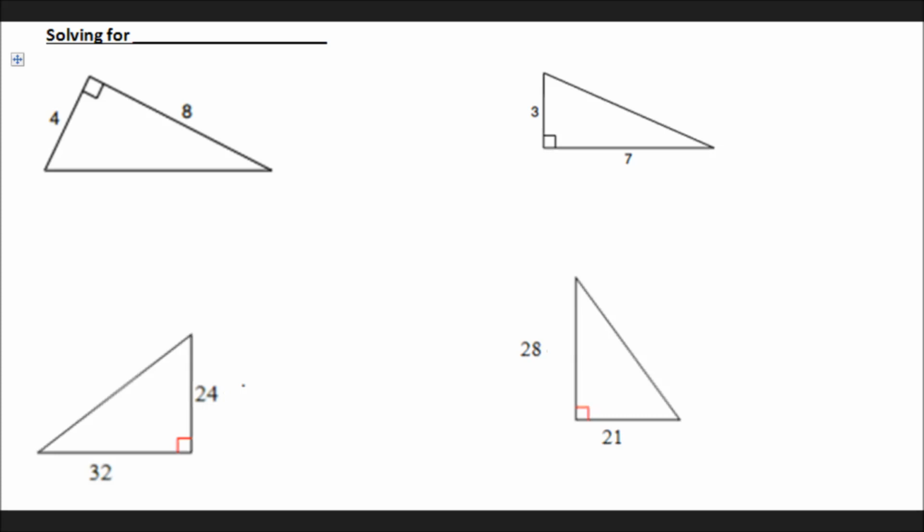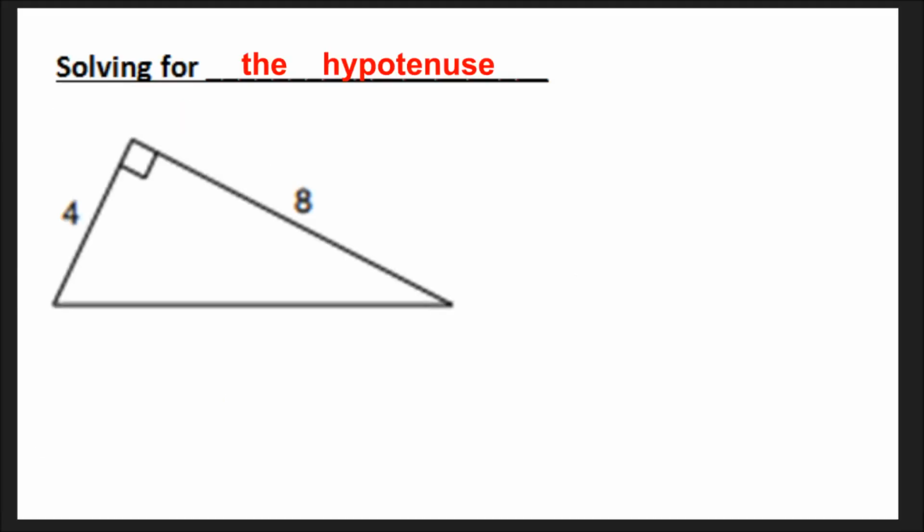So hopefully you were able to determine that I gave you both of the legs in this section, which means we're going to be solving for the hypotenuse. So go ahead and write this down: solving for the hypotenuse. Again, the hypotenuse is always C. Turn to your partner and say hypotenuse. So the hypotenuse is always side C.